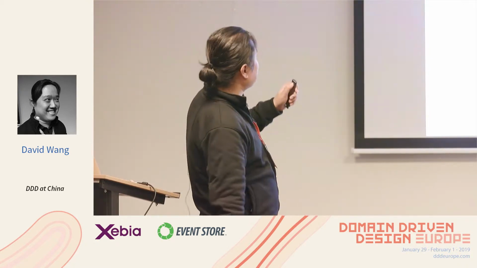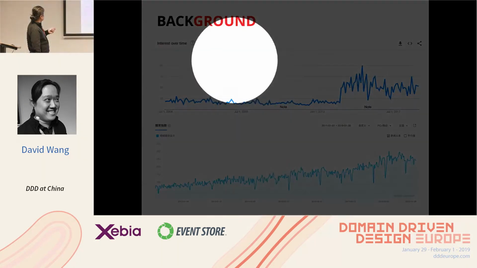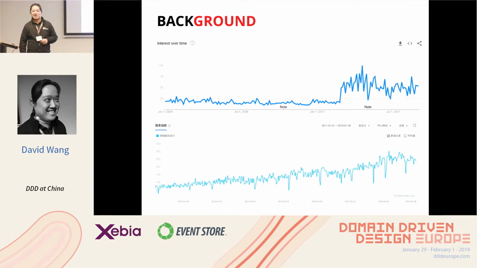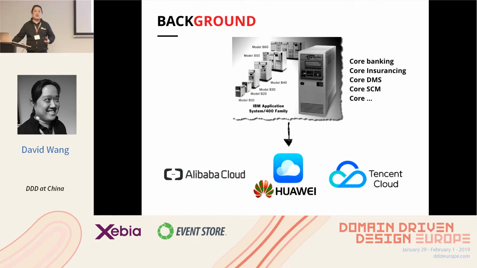You can see this curve is from Google, and this curve is from Baidu, which is the largest search engine in mainland China. Both the word DDD and 领域驱动设计, which means DDD in China, show an increasing trend in mainland China. But after the microservices concept was introduced into China, we had many more opportunities to introduce DDD to many more enterprises and clients.